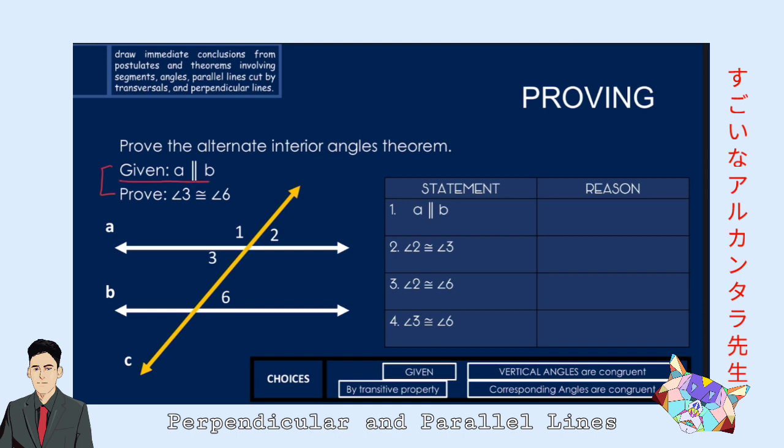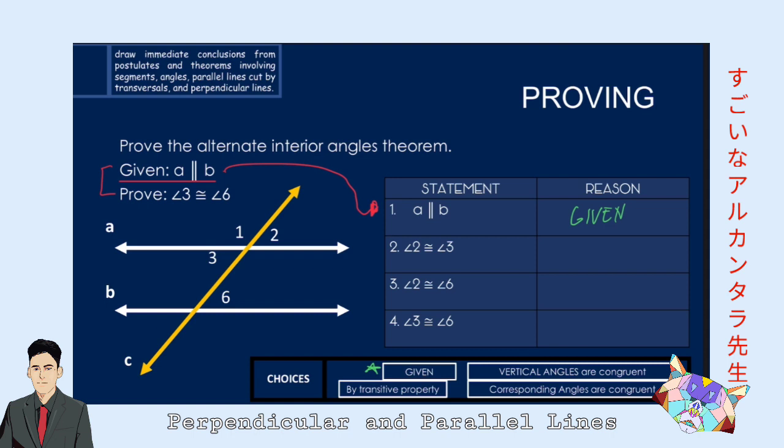It states here that the given is A is parallel to B. And as you can take note, that's how we start. A is parallel to B. Hence, the answer there should be given. Again, this should be the given because it's given. It's common sense. Okay?